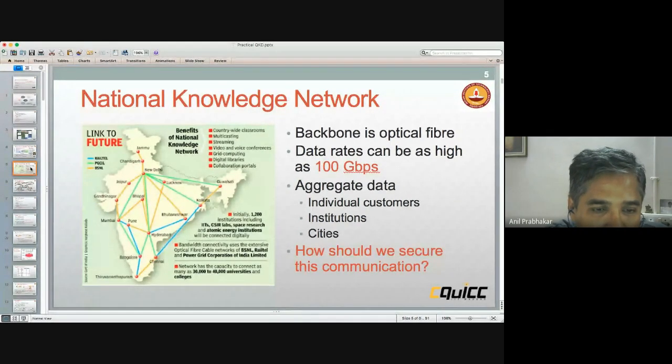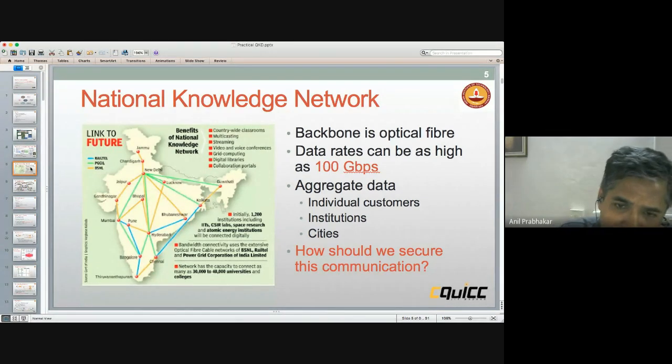The blue lines are used for Railtel, the green is Postal, the yellow is BSNL, and of course there are all the private players also. This is the national knowledge network, which is what the National Informatics Center has leased out from these particular companies, right? And it connects all of us, all our higher education institutes, all our atomic and defense infrastructure, all our CSIR labs. So it's definitely something that we want to secure.